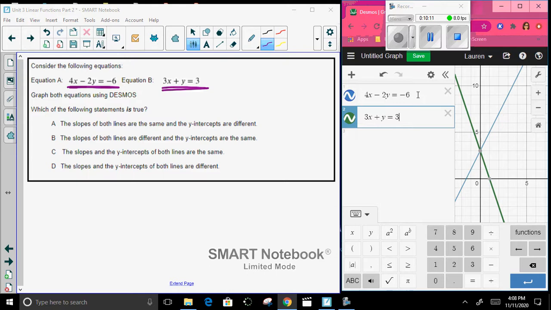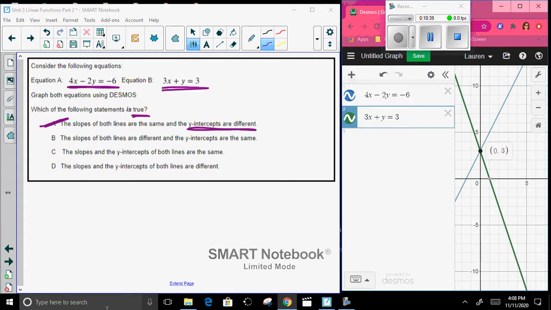Which of the following statements is true? Okay, the slope of both lines are the same and the y-intercepts are different. Well, let's look at this. The blue line increases from left to right, so that would be a positive slope, and the green line decreases. So are their slopes the same? No way. That option also said the y-intercepts are different. Well, it looks to me like they both cross the y-axis at 0, 3.